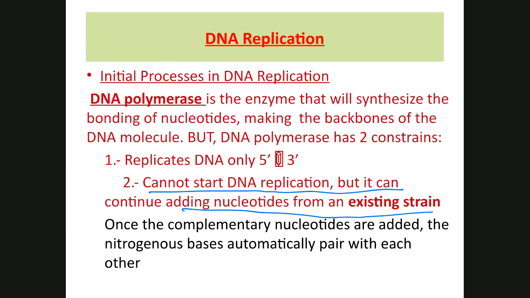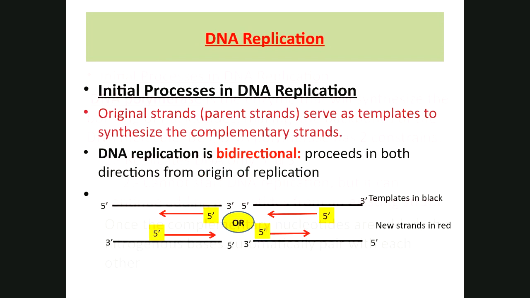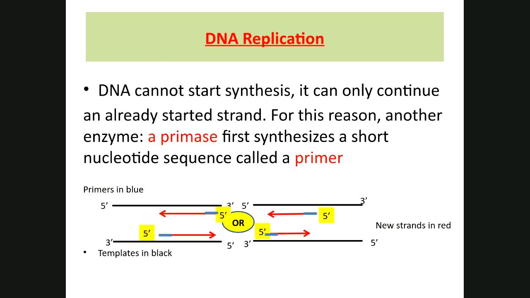So the cell needs to make a little piece of RNA using an enzyme called a primase, which makes a tiny little sequence of RNA right there. And now DNA polymerase can grab a hold of that already made sequence and continue from that point on. The little piece synthesized by the primase is called the primer. So each piece of DNA that's being replicated will start with a primer. Okay, so that kind of complicates things.